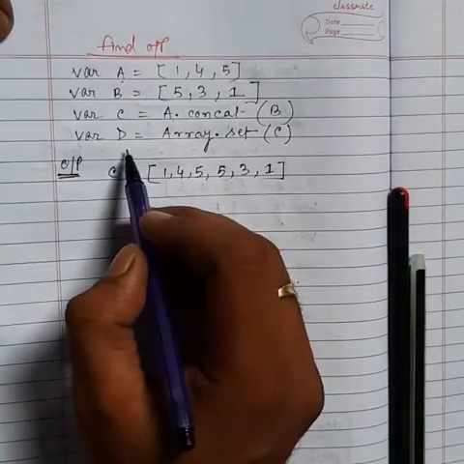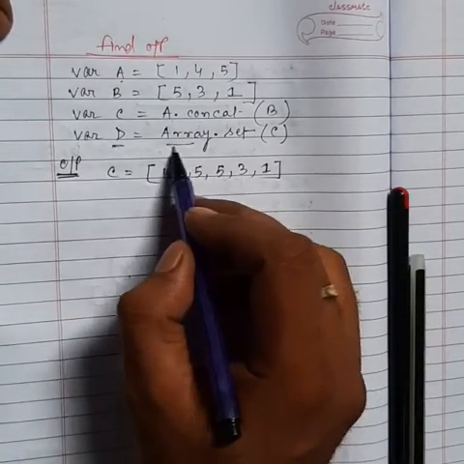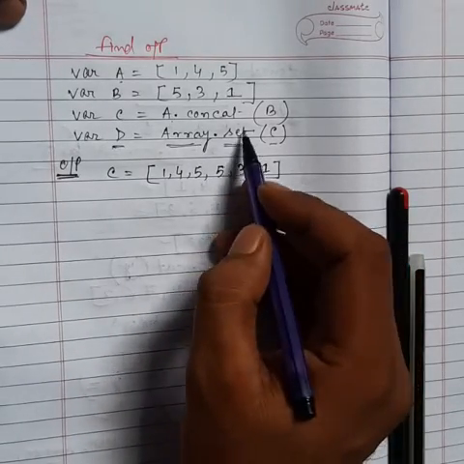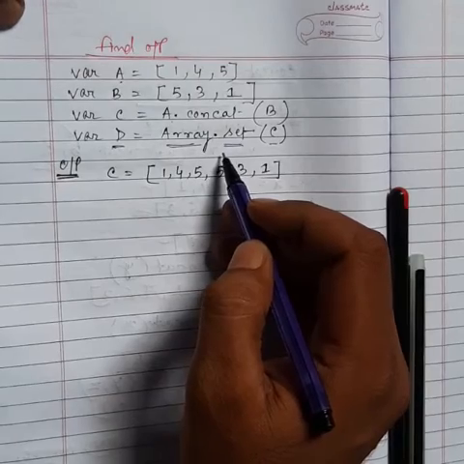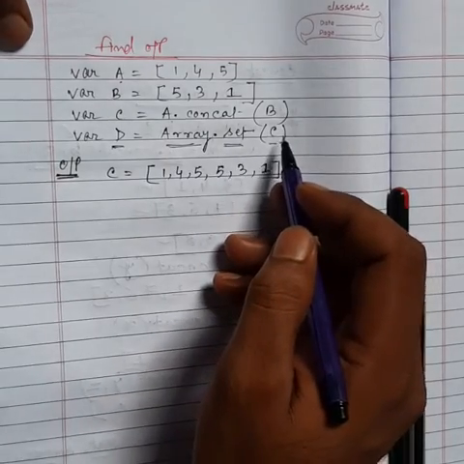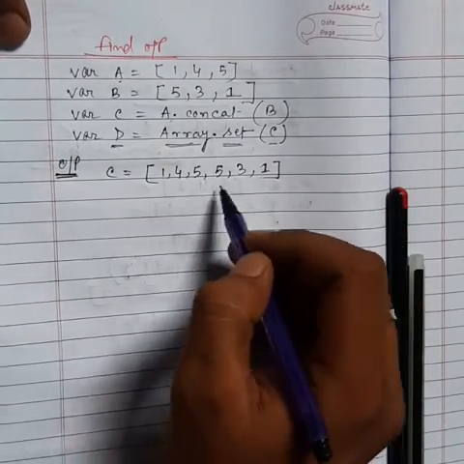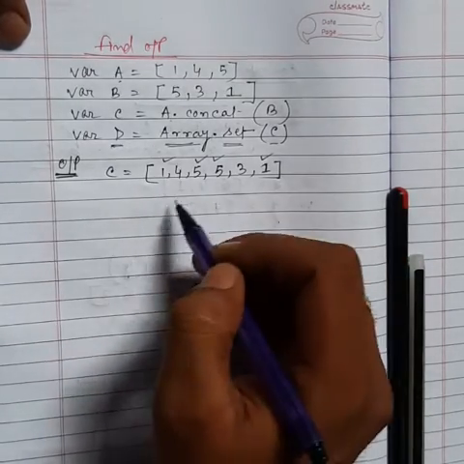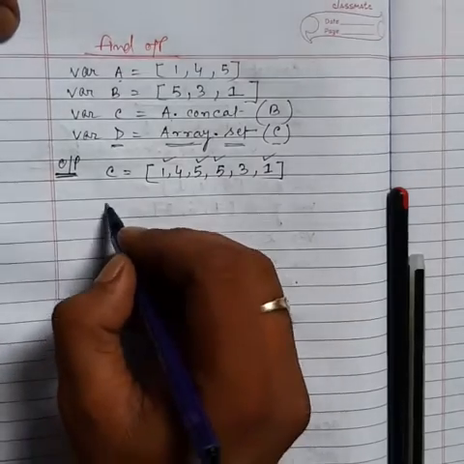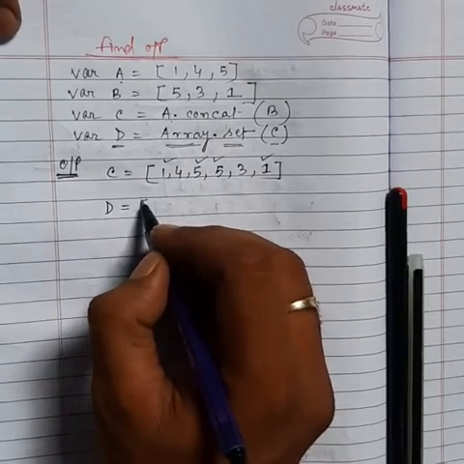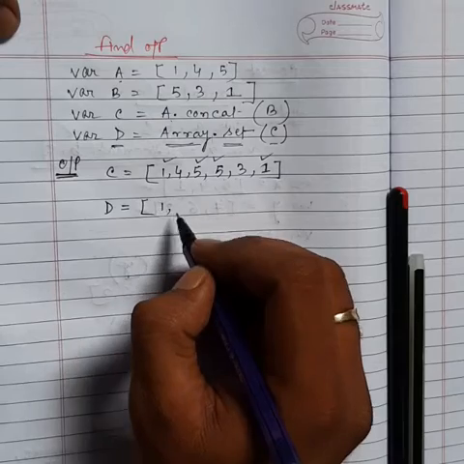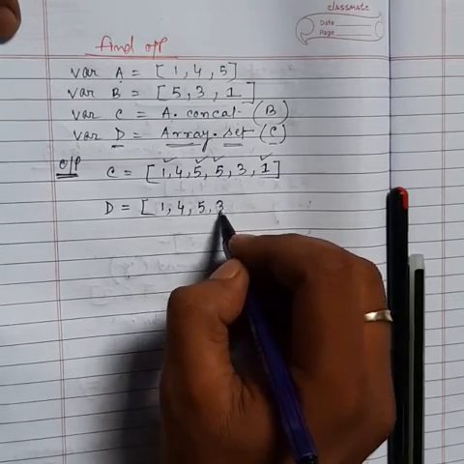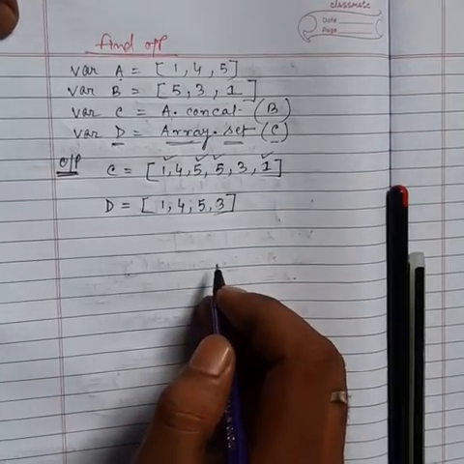Next, there is another array d, and here what operation? Array dot set. Just a few minutes ago we learned that the set method removes the duplication or repetition of elements, and in this case we can see some repetition: 5 repeats and 1 repeats. So what will be the final value of d? The final value of d will be 1 4 5 3.